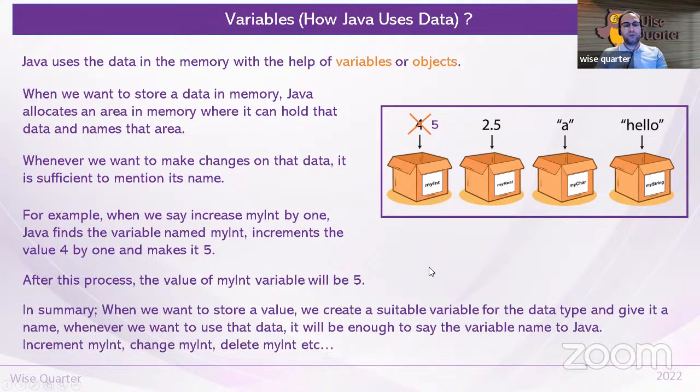So, briefly, if you want to store a value, first we need to create a suitable box, a data type for it. And we should use a name. Every data box should have a different name. We cannot use the same name for different boxes, for different data types, for different data. It's very important. Every data should have a different name.